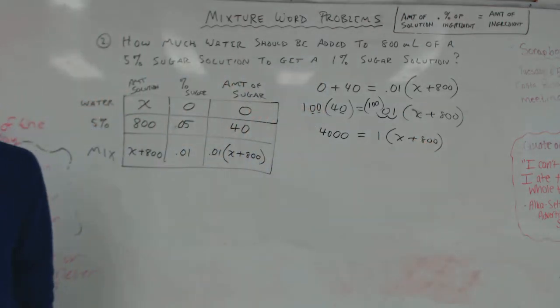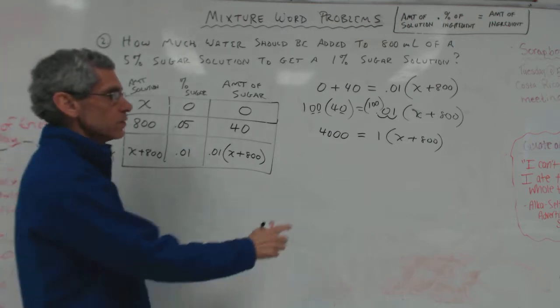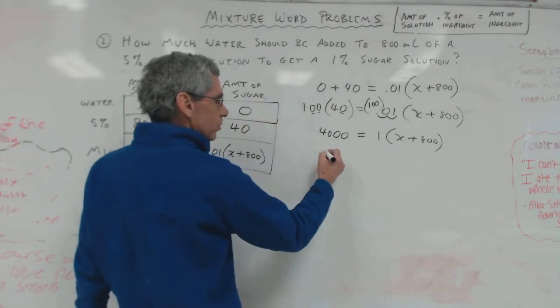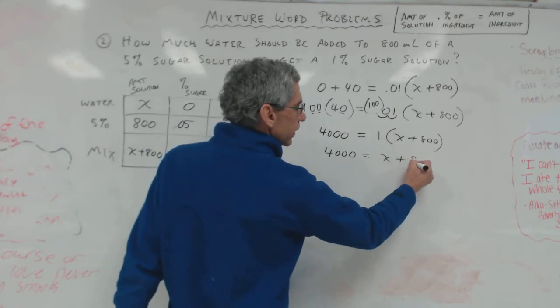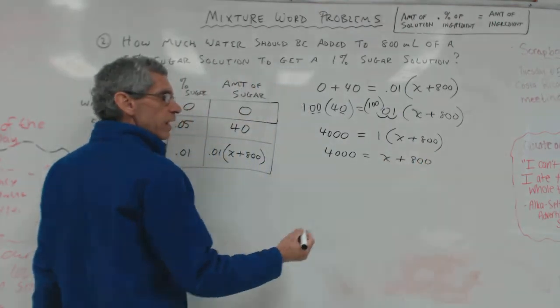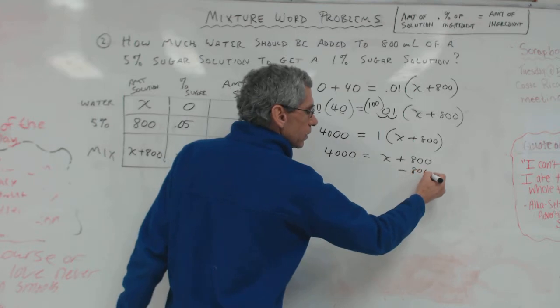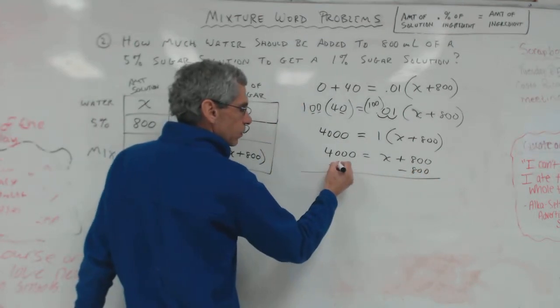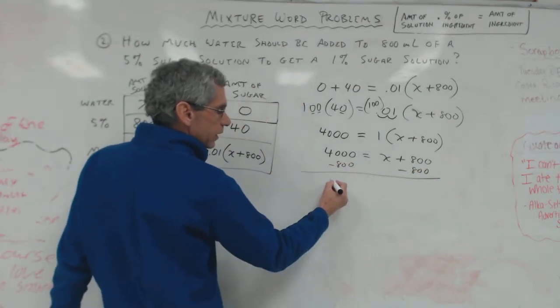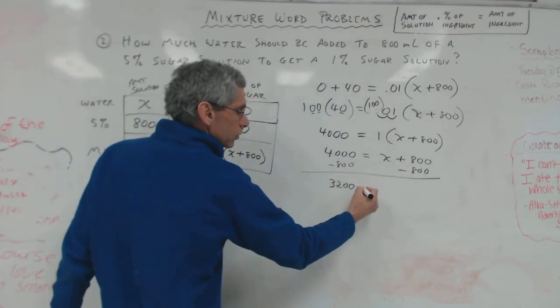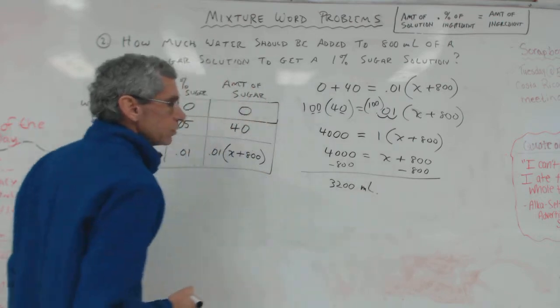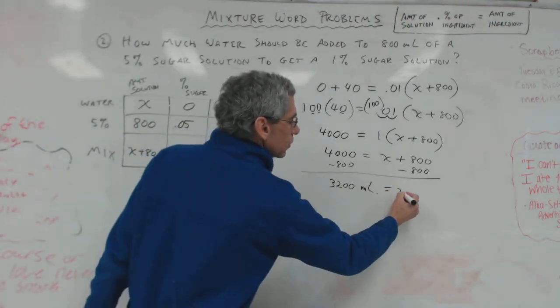You with me? Now that makes it kind of easy, because 1 times that is just that. So suddenly I have 4,000 is equal to x plus 800. So to find x, I just subtract 800. Subtract 800, and I will find that I need 3,200 milliliters. That is what my x equals.